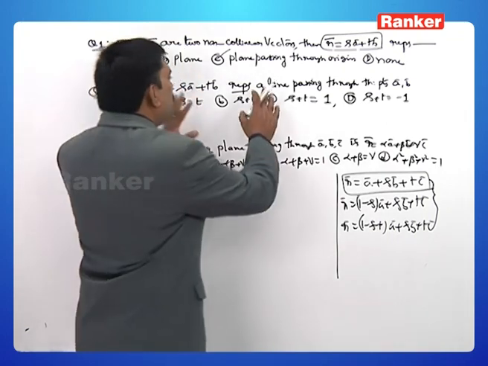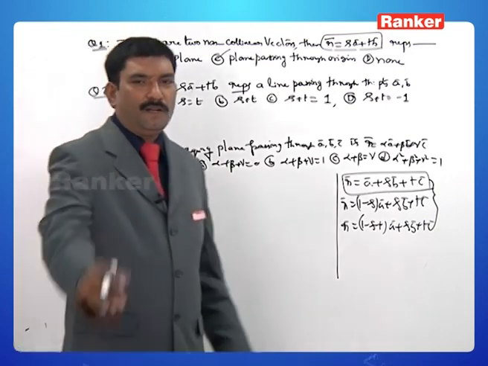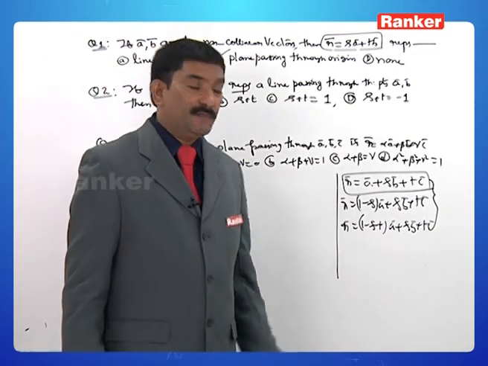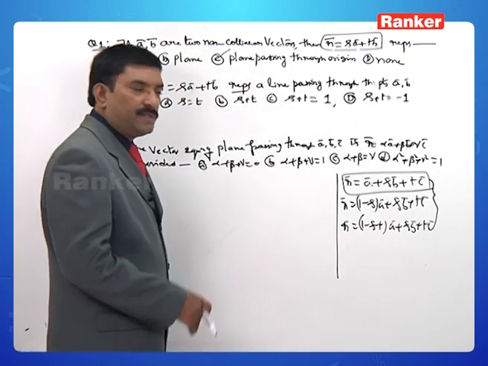Certainly, this represents a plane passing through the origin. So therefore, for this, option C is correct. These are all concept-oriented questions.